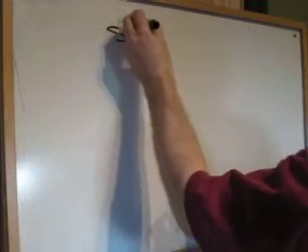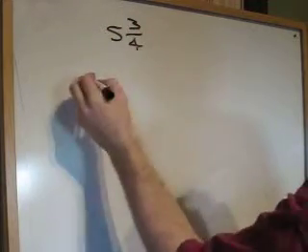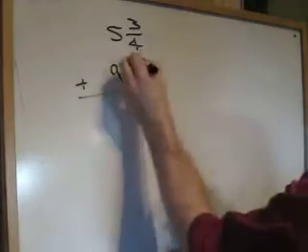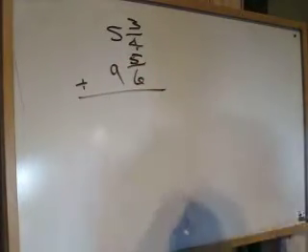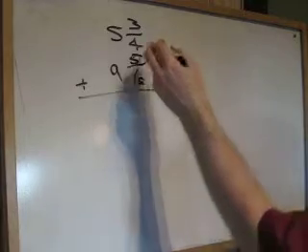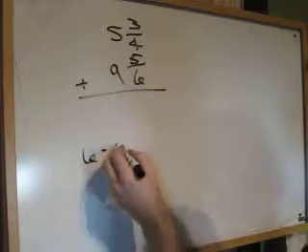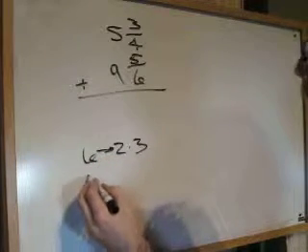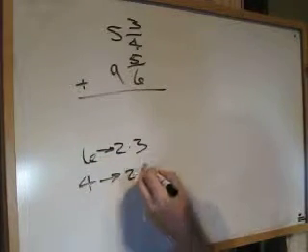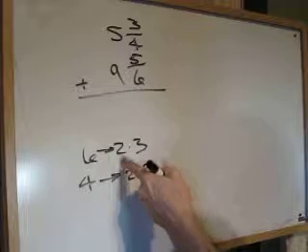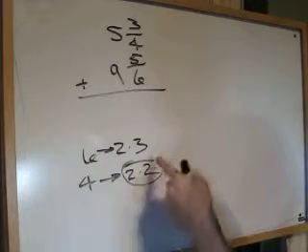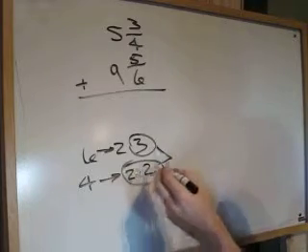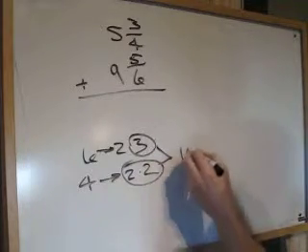Let's try 5 and 3/4, and let's add 9 and 5/6 to that. Alright, so we've got to find out what our common denominators are. 6 breaks down to 2 times 3, let me make that arrow, and our 4 breaks down to 2 times 2. Okay, 2 occurs once here, twice here, 3 occurs once there, none there. So my common denominator is 2 times 2 times 3, which is 12.